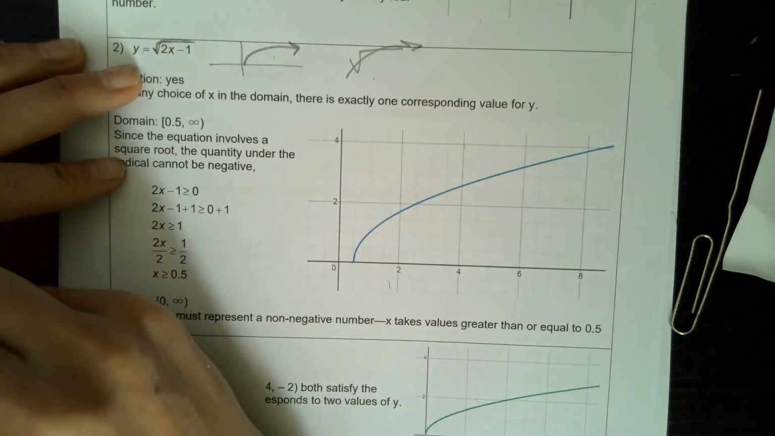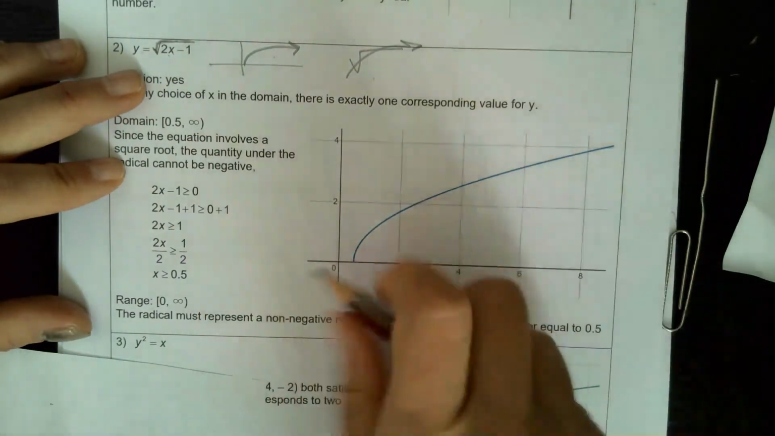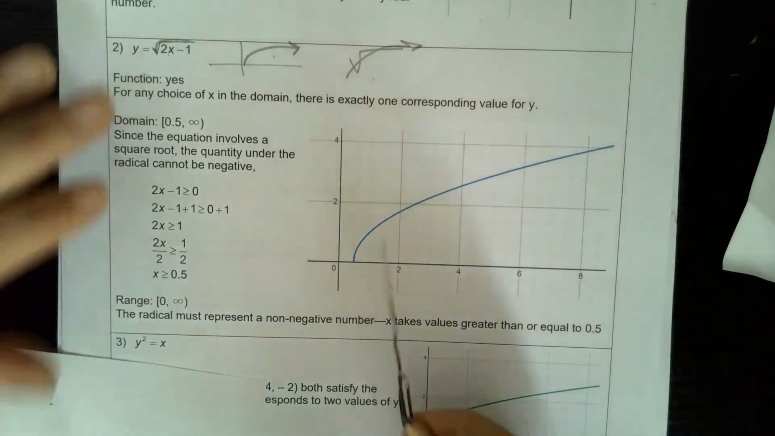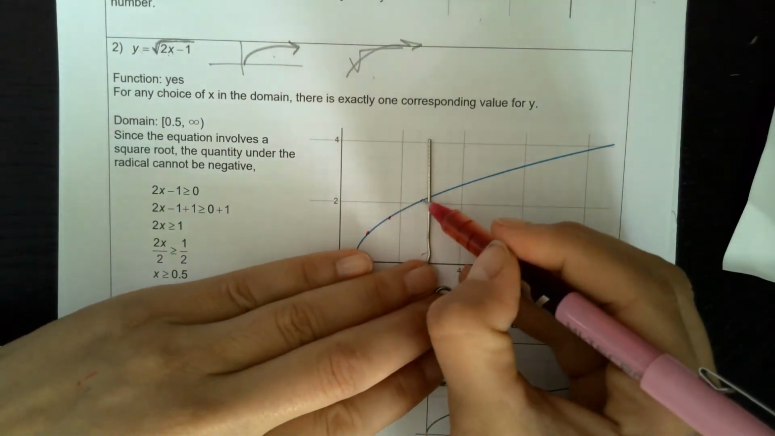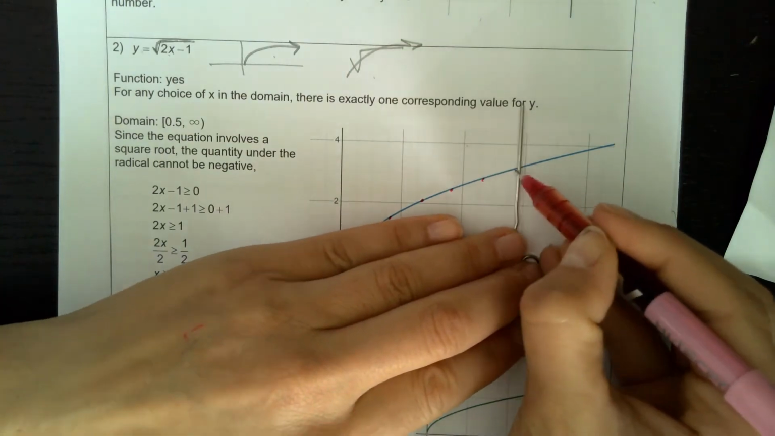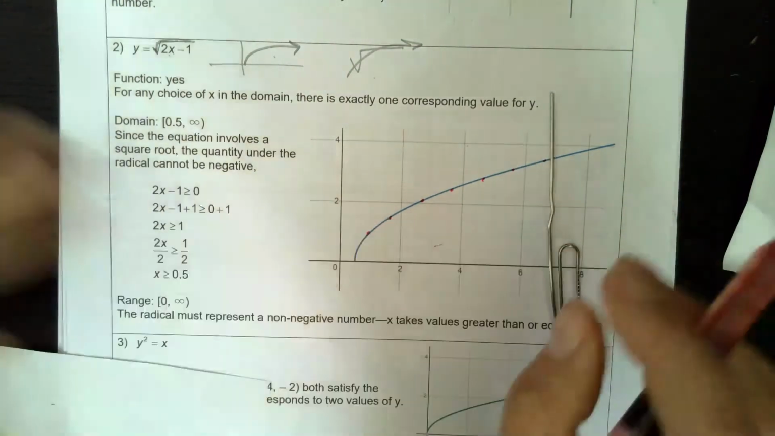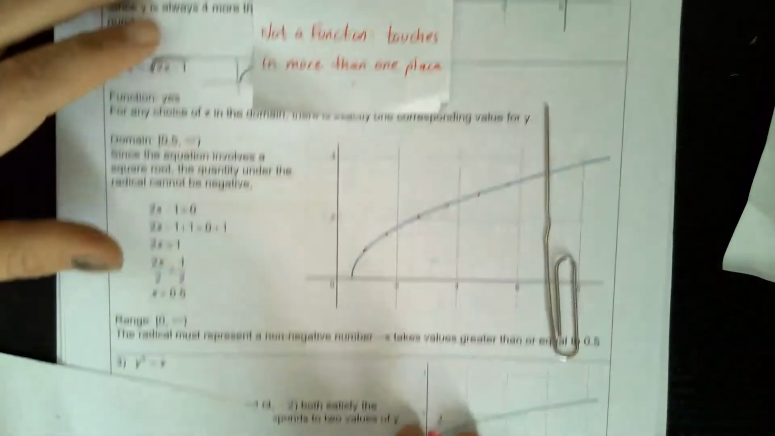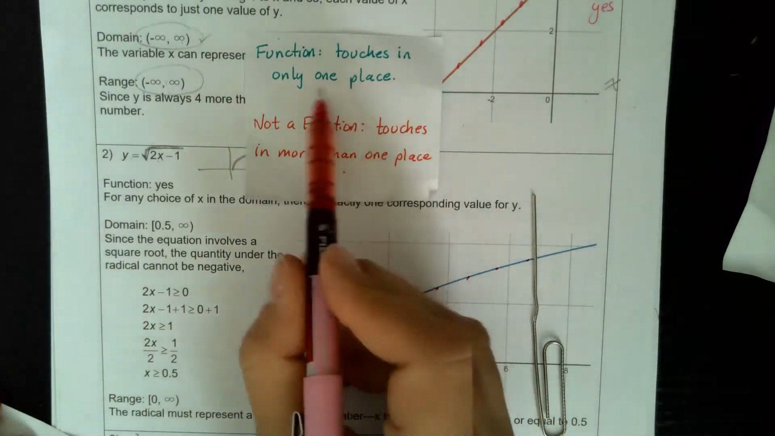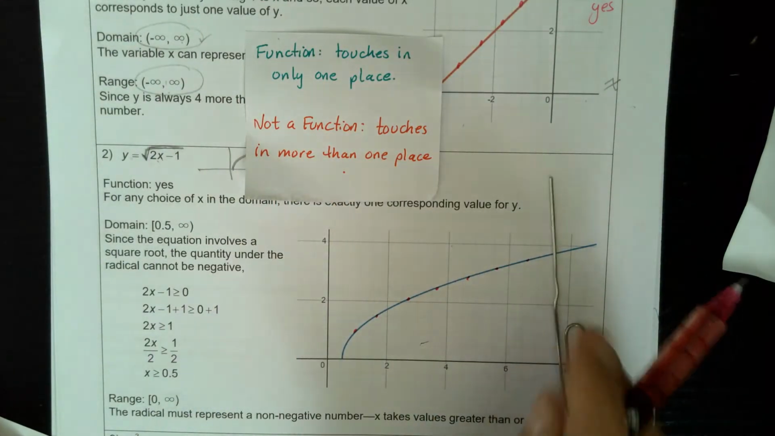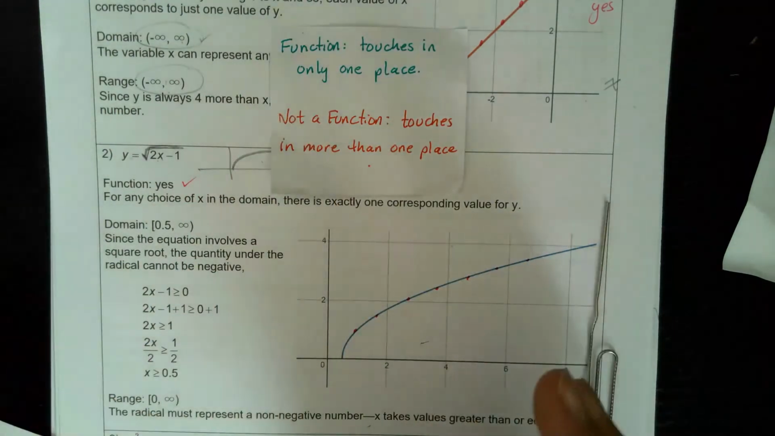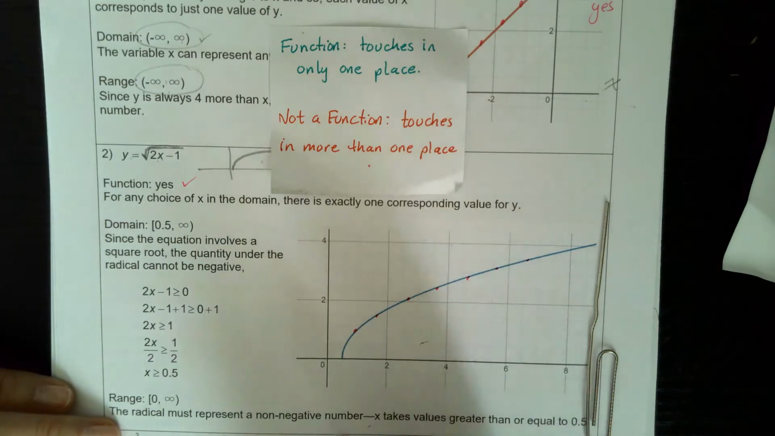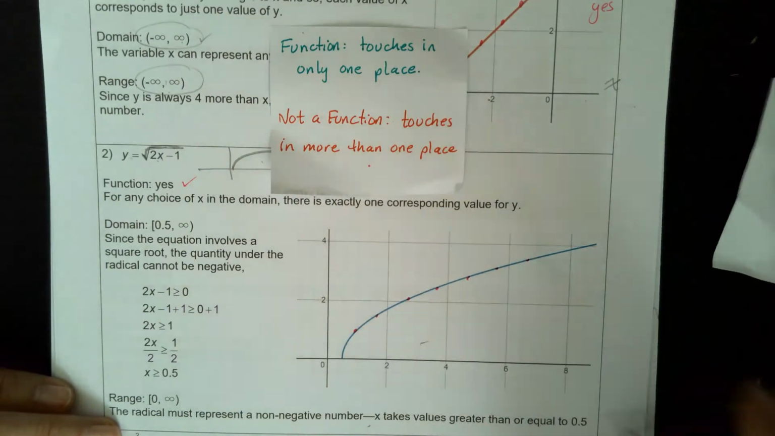Okay? So when I look at this here, this is what it looks like when I graphed it. Let's see, is it a function? Yes, every time I move my vertical line, it only touches in one place. That means it's a function. Okay? Yes. Now my domain, you can see my domain is for my x.